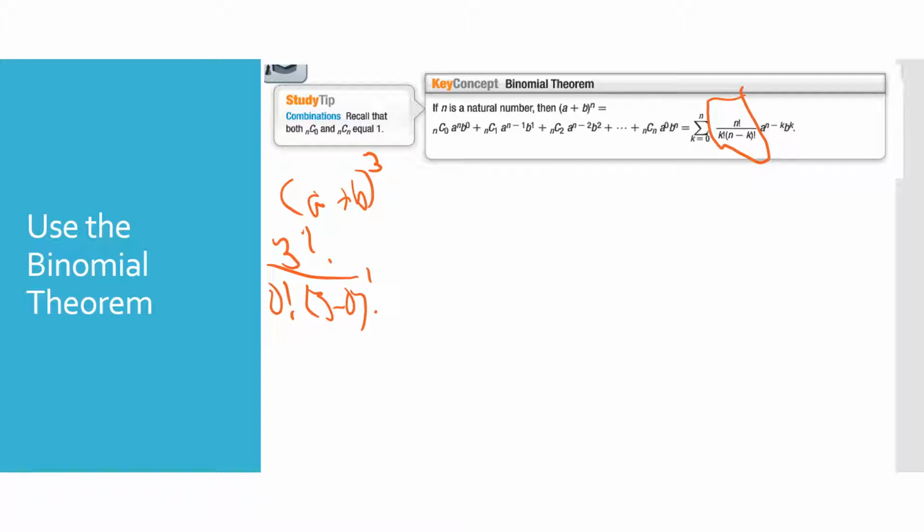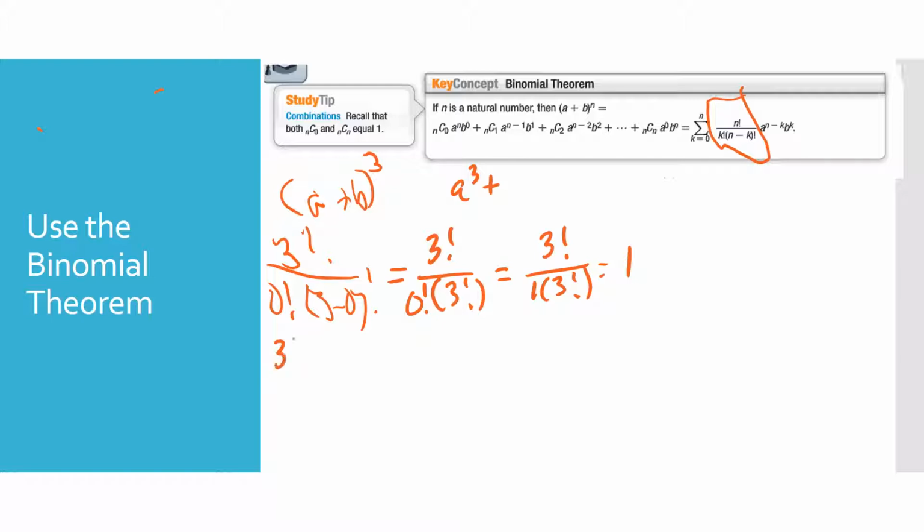Now, that's going to equal 3 factorial over 0 factorial times 3 factorial. By definition, 0 factorial is equal to 1. So I've got 1 times 3 factorial. Well, 3 factorial over 3 factorial is just going to equal 1. All right, so we would then have a cubed as our first term. Now, what if k is 1?